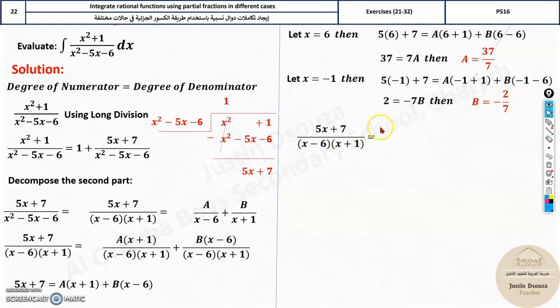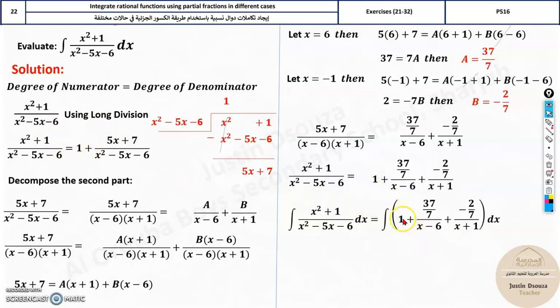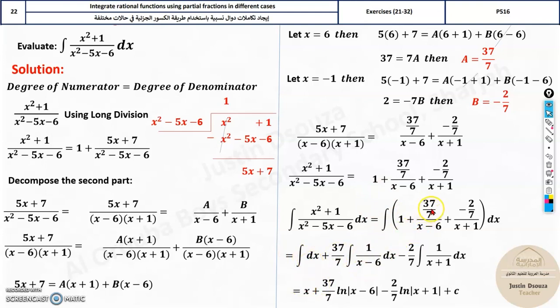B value is obtained, and now we can put it in the equation like this. Now this is not the answer, you need to integrate this including this part 1. Don't forget the 1. What will happen? The integral of 1 is x. Here this is a constant, remove it out. Whatever is the denominator, you must write the natural logarithm magnitude of that value. Same thing over here, minus 2 by 7 is out, ln of x plus 1. This is in detail, but you can skip a few steps like all this, you can directly get the answer. So this is how you solve this.